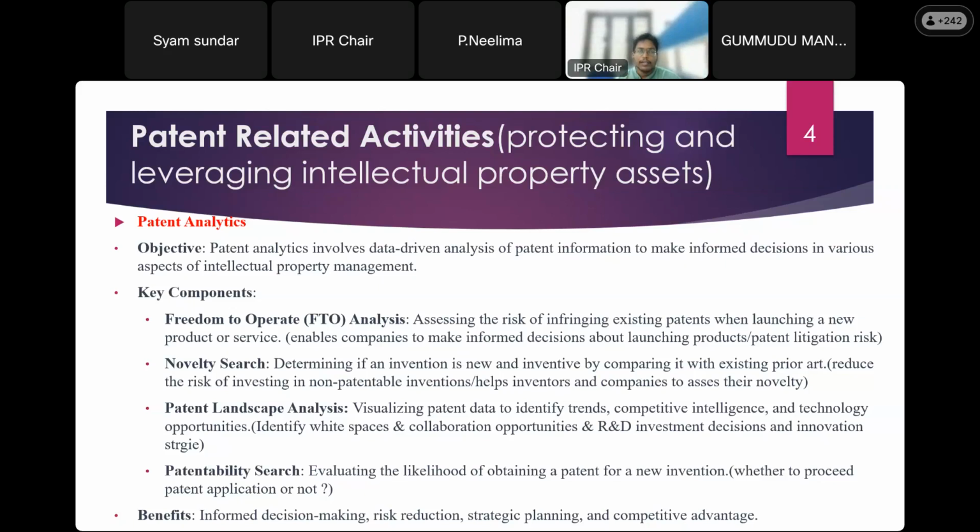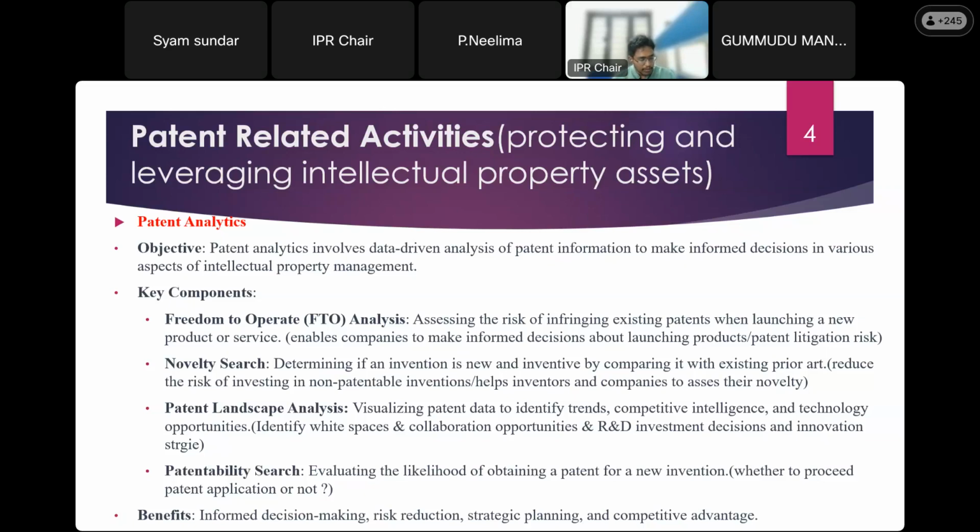And apart from that, mergers and acquisitions, that is the fourth. These four activities: patent analytics, patent prosecution, patent infringement, and mergers and acquisitions or commercialization. These four are very important activities that happen with patents. So as a computer science student, you will have scope.